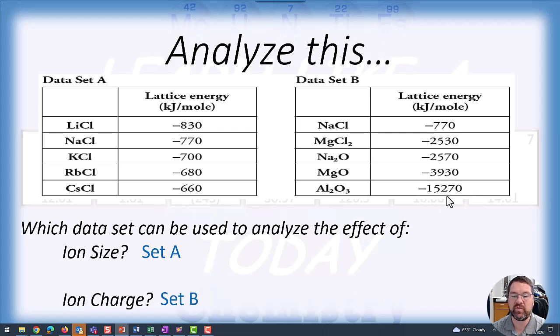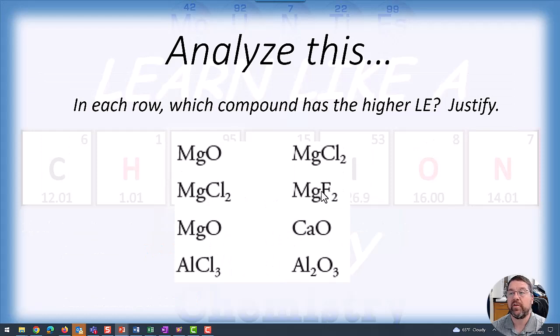So set B is illustrating for us the effect of the effective ion charge on lattice energy. So let's take a look at that, and using that in each of these pairs, determine which one's going to have the higher lattice energy, and we should be able to justify it.